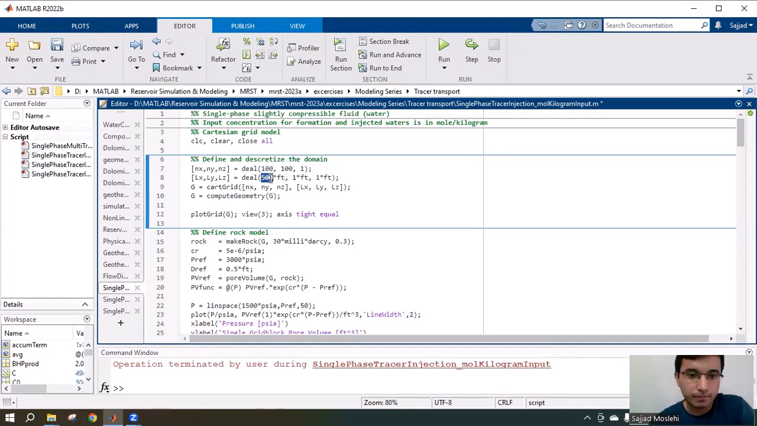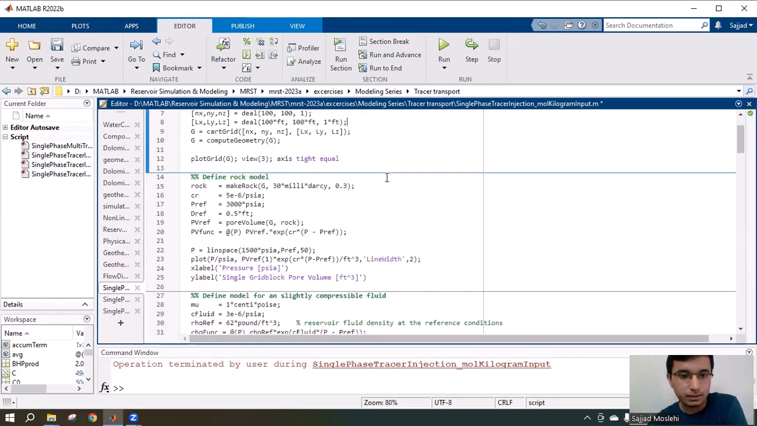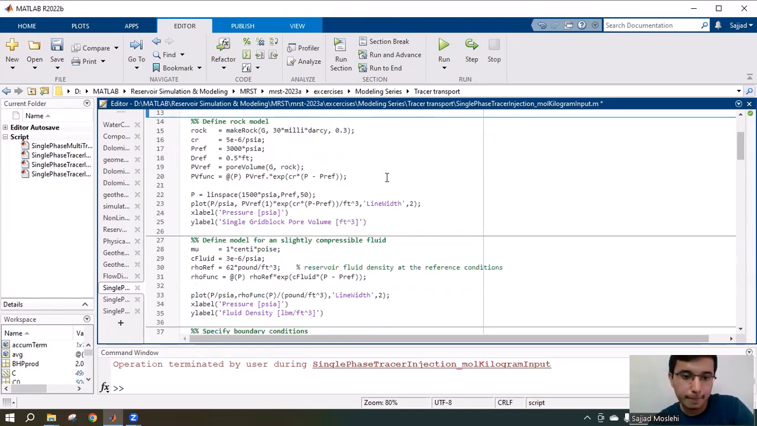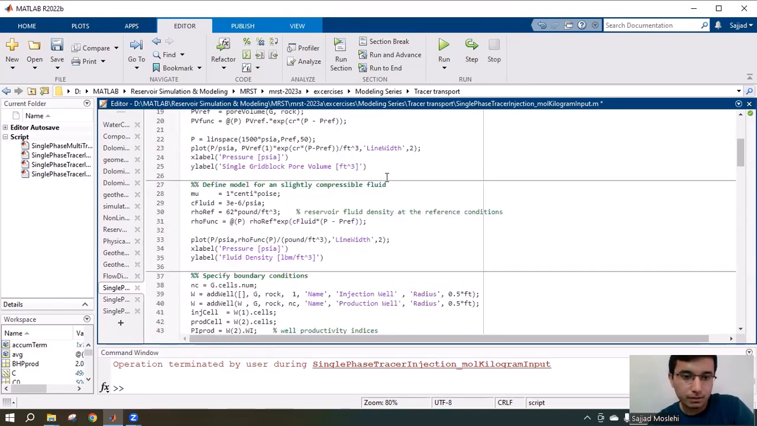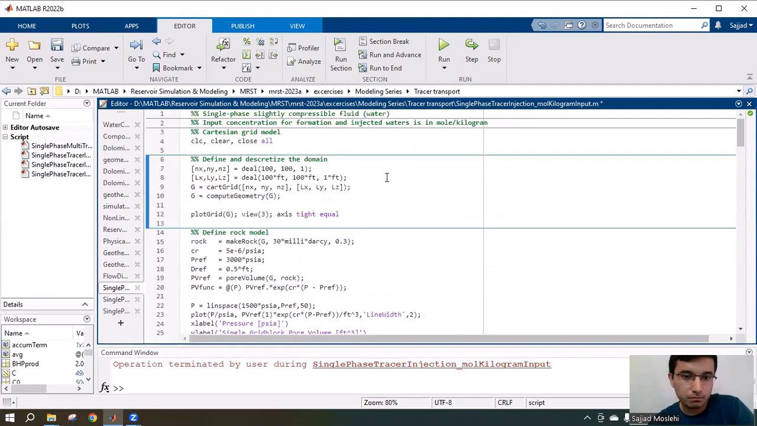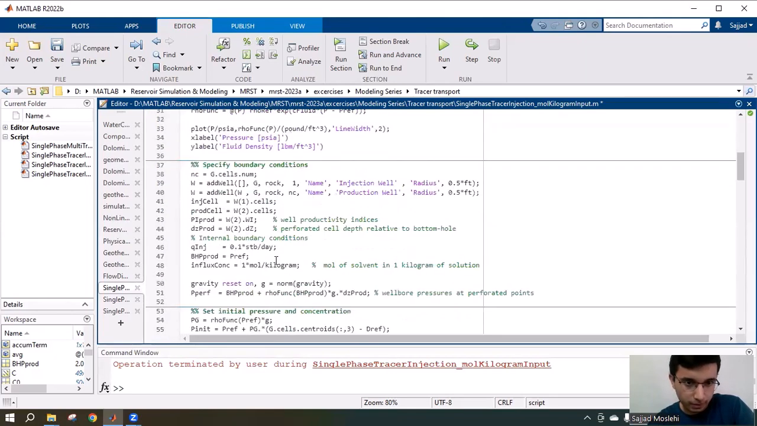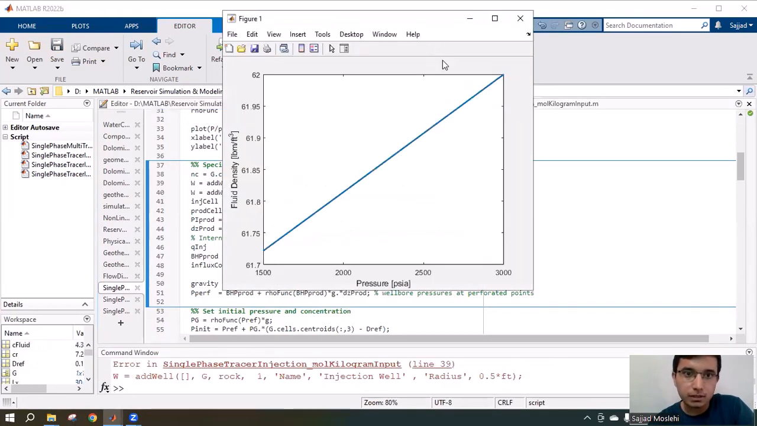100, 100, 100, 100, very good. We just made it two-dimensional. The domain became larger, so I need to increase the injection flow rate a little bit. 5 standard cubic meters per day is good. And now let's run the code.